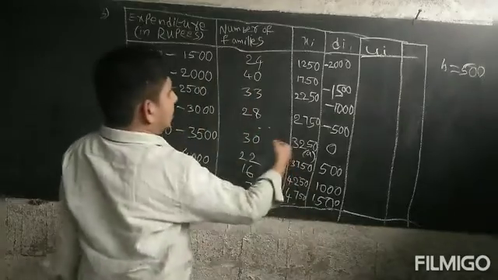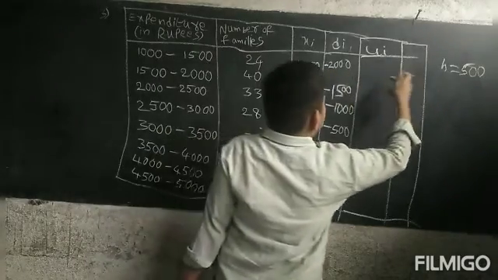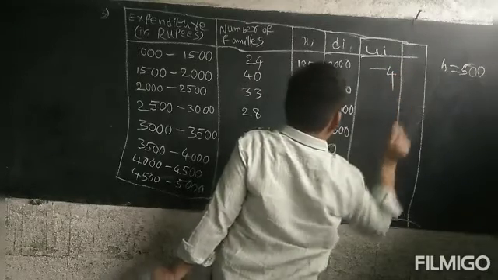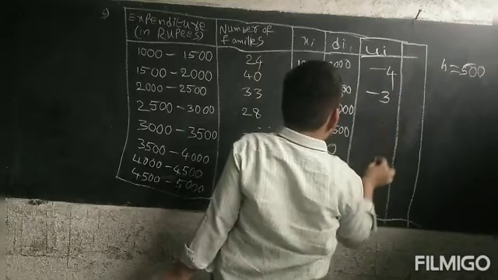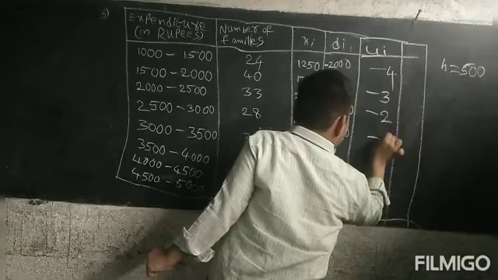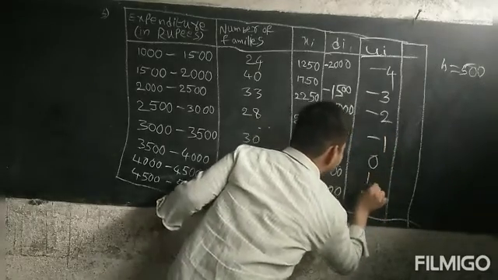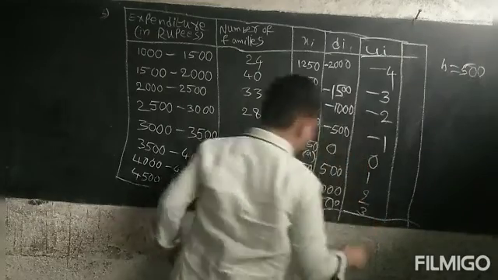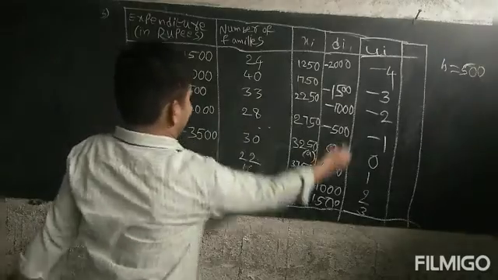Now, divide. Minus 2000 by 500, minus 4. Minus 3. Next minus 2, next minus 1, 0, 1, 2, 3. Simple. Now, multiply.